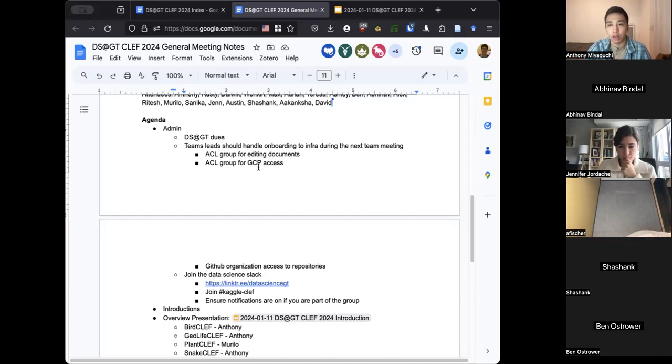There is an ACL group that contains DS GT, CLEF, and the particular lab, and you'll want to add people to that GCP list. And then finally, you want to add people to the GitHub organization. These three things are pretty important, and they should be done at the team meeting because otherwise managing all of that is really difficult. I've tried to delegate the ability to manage people getting access to things through these mechanisms. So if you're confused, please reach out to me over Slack or in the channel.